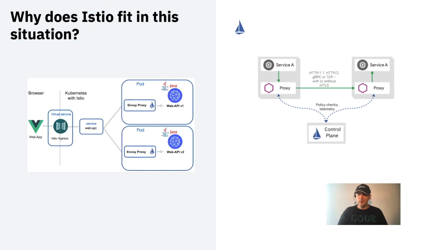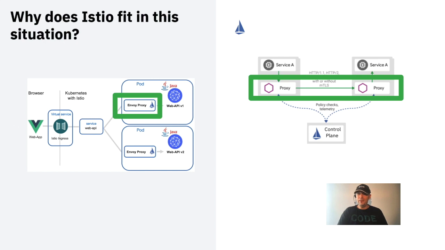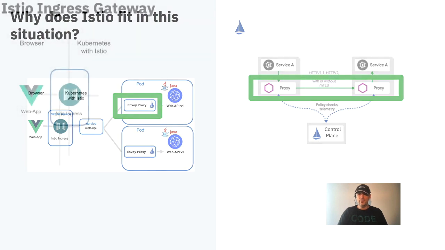In our case, we need to understand that Istio uses Envoy proxies to control inbound and outbound traffic from a Kubernetes pod. The Envoy proxy is injected as an additional container into a pod. Inside the control plane, we can configure these proxies.